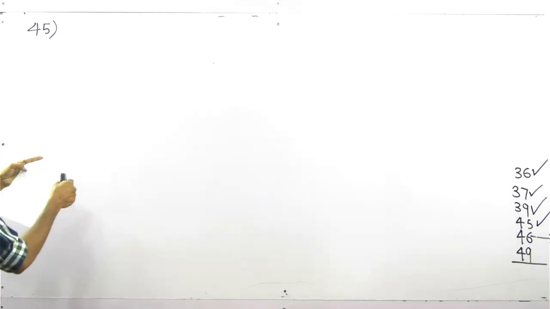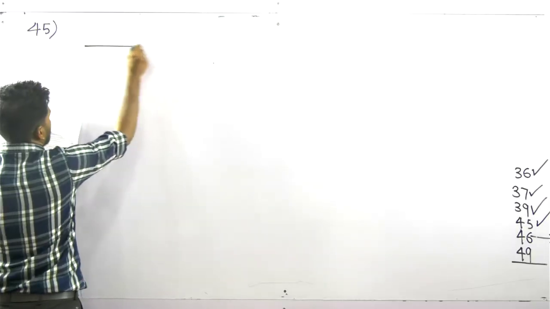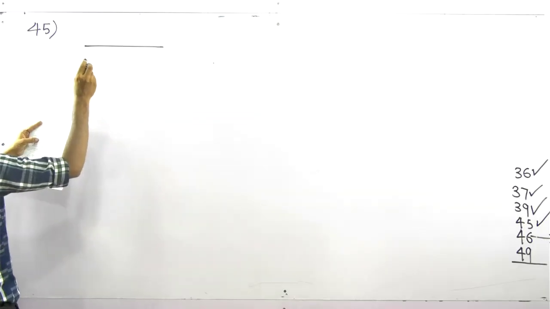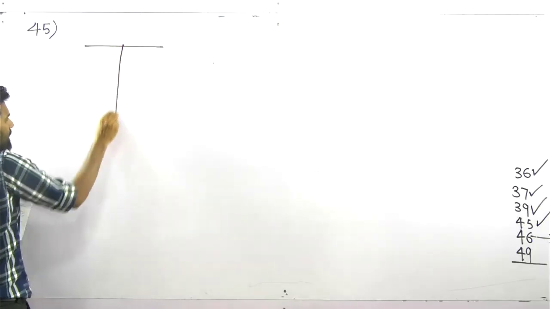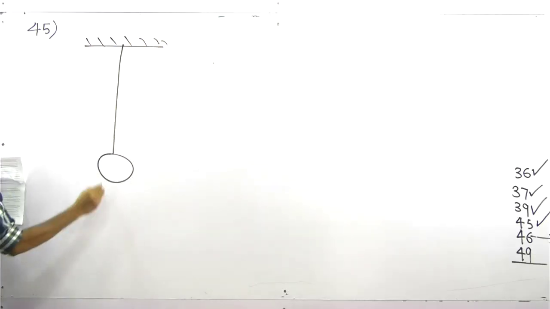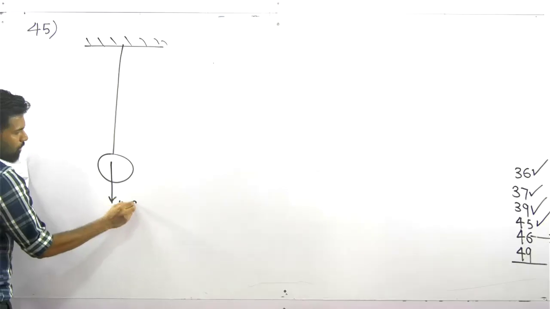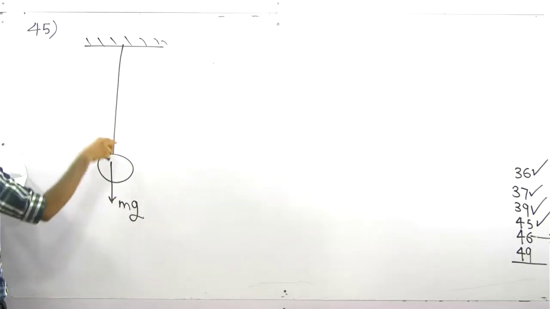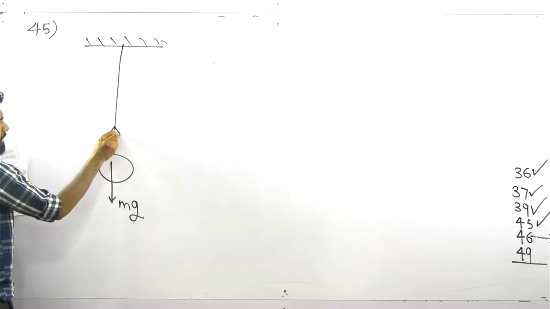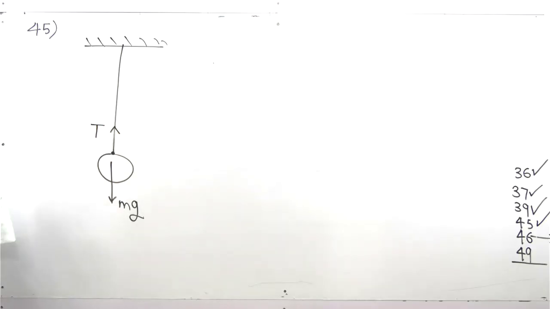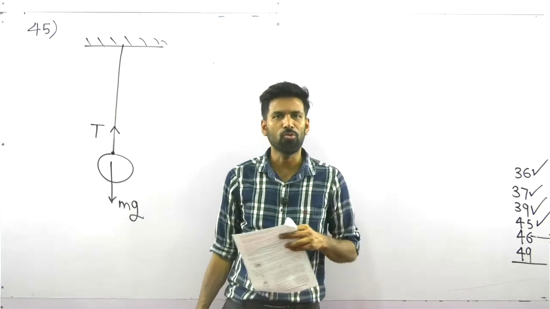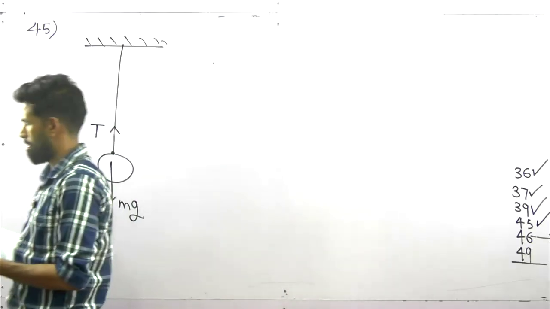Here in the 45th question, it's not a very big object. It is attached to a certain place using a string. It has its own weight and it's attached by a string, so the tension T attracts the connected point towards the string. So these are the two forces that we consider normally.